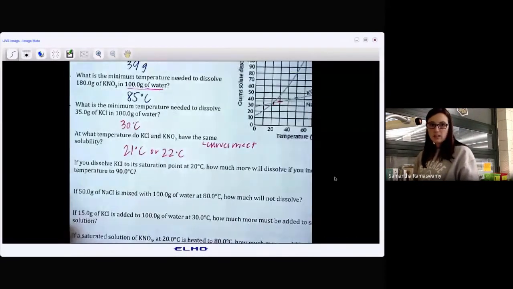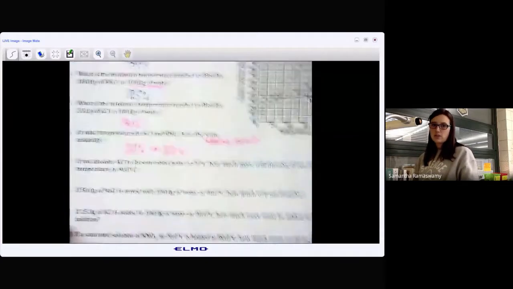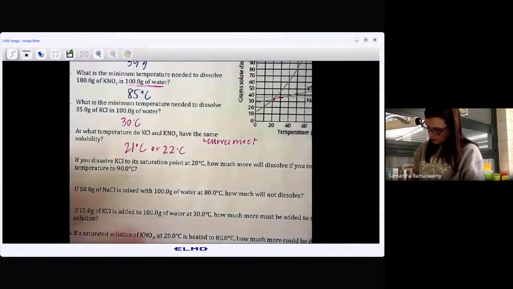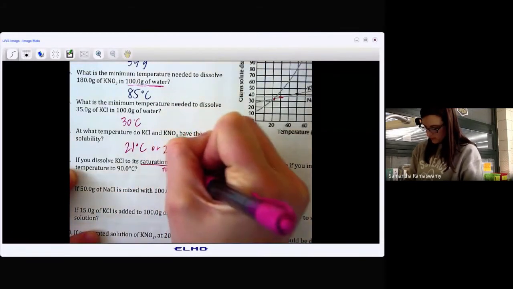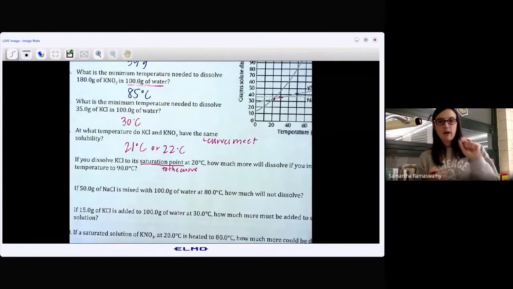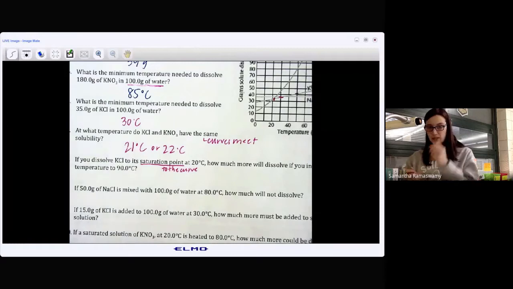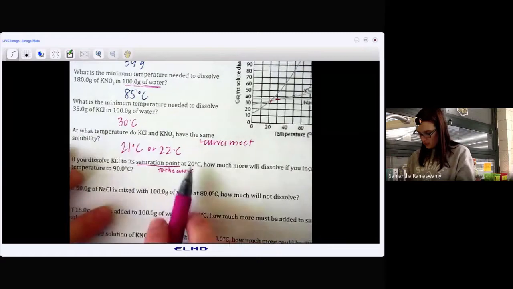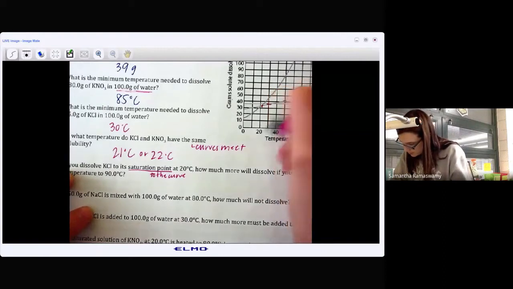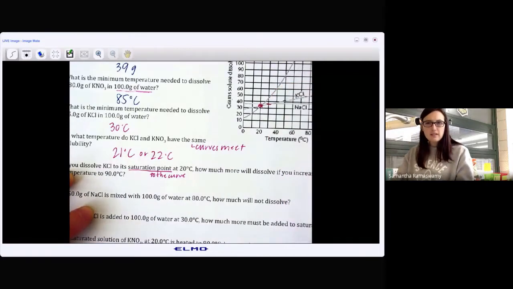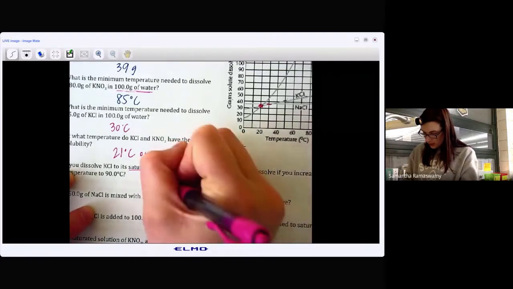So let's keep looking at this page. Number 7, if you dissolve KCl to its saturation point. To its saturation point means to the curve. So that means we've dissolved as much as the curve tells us to at 20 degrees Celsius. Before I even read on, I'm going to find KCl at 20 degrees Celsius. So 20 degrees, go up to KCl. It's this one right here. So I would say maybe 32 grams.